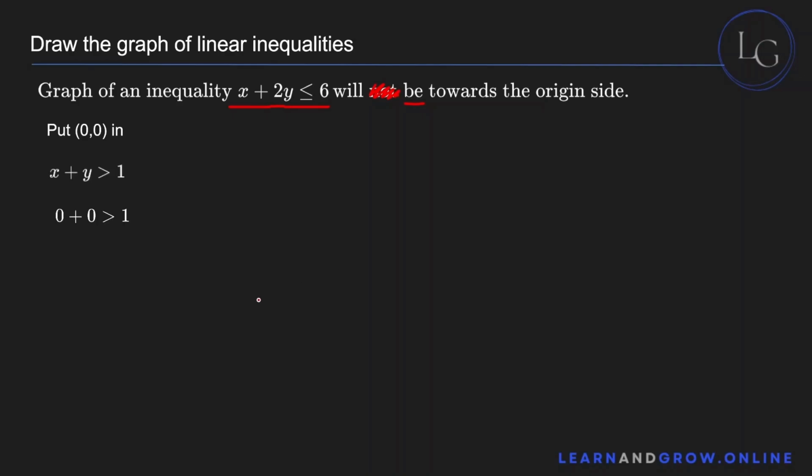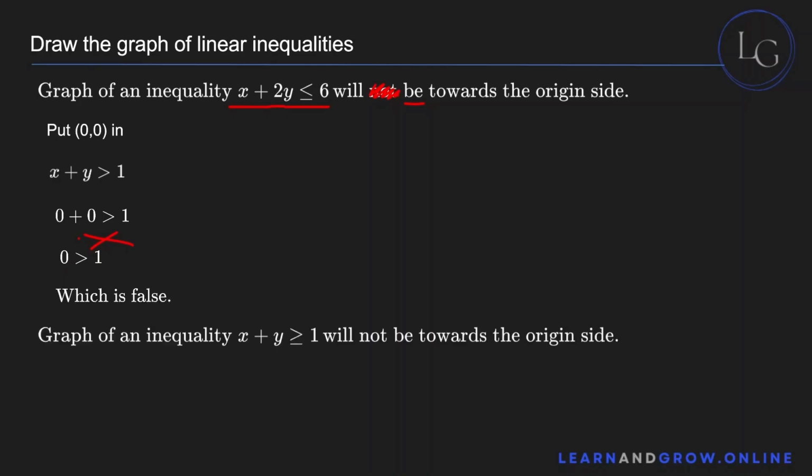Now for the third one, when you plug in (0, 0), you get 0 is greater than 1. This is false, right? 0 is not greater than 1. So the shading of the inequality will not be done towards the origin. The keyword is not. So the shading will be done away from the origin.